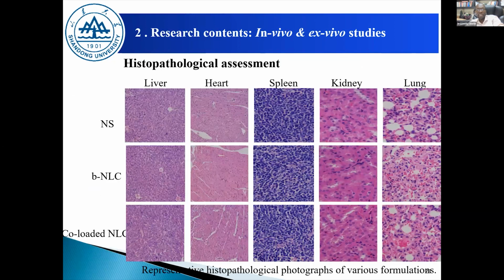And then histopathological assessment. So you have normal saline, Bengal C, and colon C. You can see that the biopsy by inspection, they are fairly the same, suggesting that there's no toxicity, and so there's no necrosis.